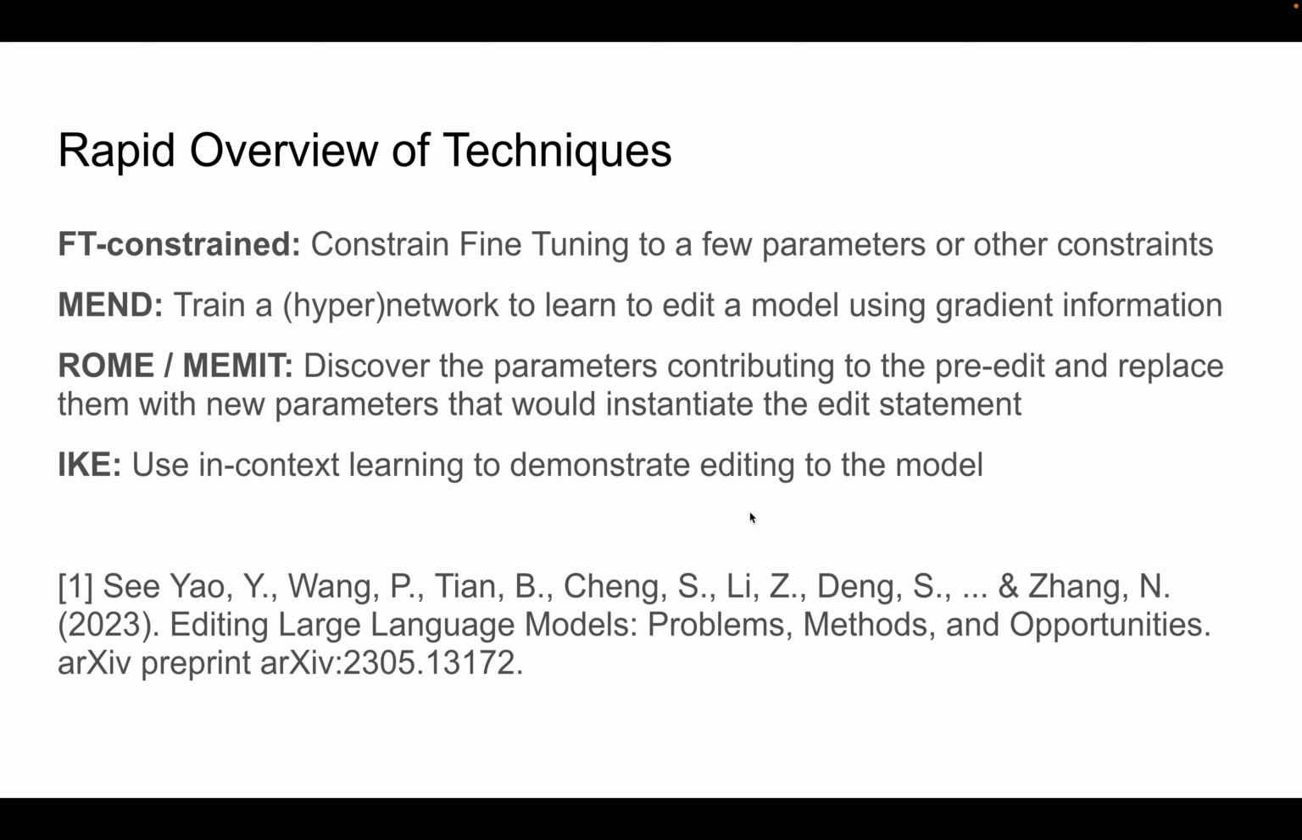A rapid overview of the techniques used typically in model editing are constrained fine-tuning, where we fine-tune a few parameters using full fine-tuning with some constraints. MEND, where we train a hypernetwork to learn to edit a model using gradient information. ROME or MEMIT, where we discover the parameters contributing to the pre-edit knowledge and replace them with new parameters. And in-context knowledge editing, where we use in-context prompts to demonstrate how to edit.